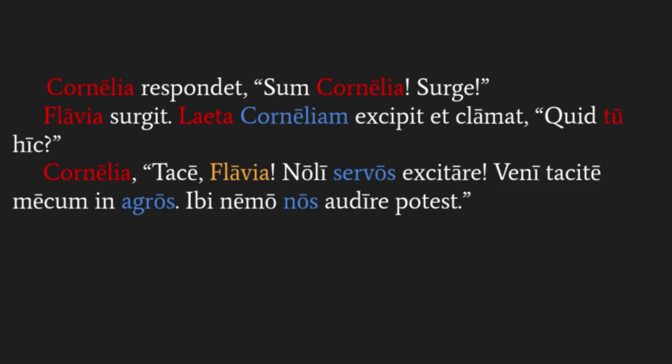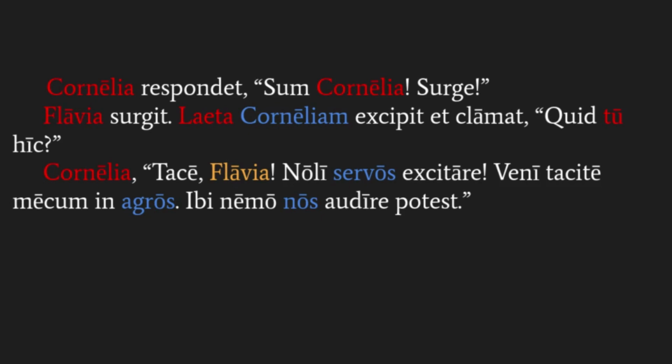Now here we have in agros accusative. In the last section, we saw in agris, ablative, right? The slaves were working in the fields. Here it's accusative. So it doesn't mean come with me in the fields. It means come with me into the fields. The idea is that they're not in the fields right now, so they'd have to go into them to get there, right? So that's what's being expressed with the accusative now. It's saying, come with me quietly into the fields. Then you have ibi nemo nos audire potest. So there, ibi, nemo, nobody, that's the subject in this sentence. Nobody is able, potest, right?